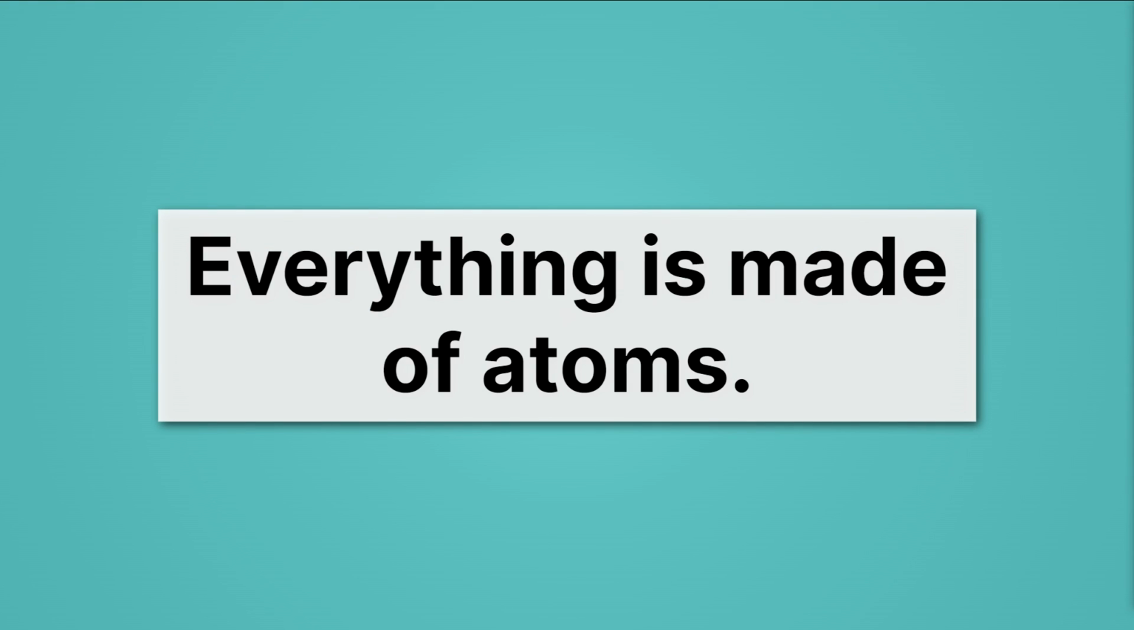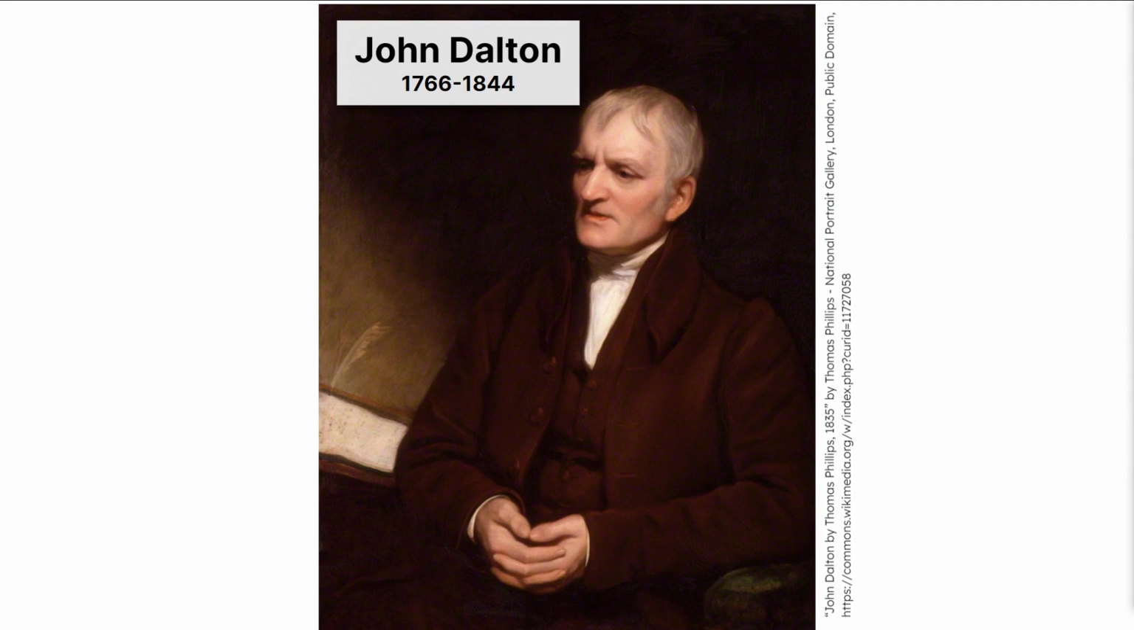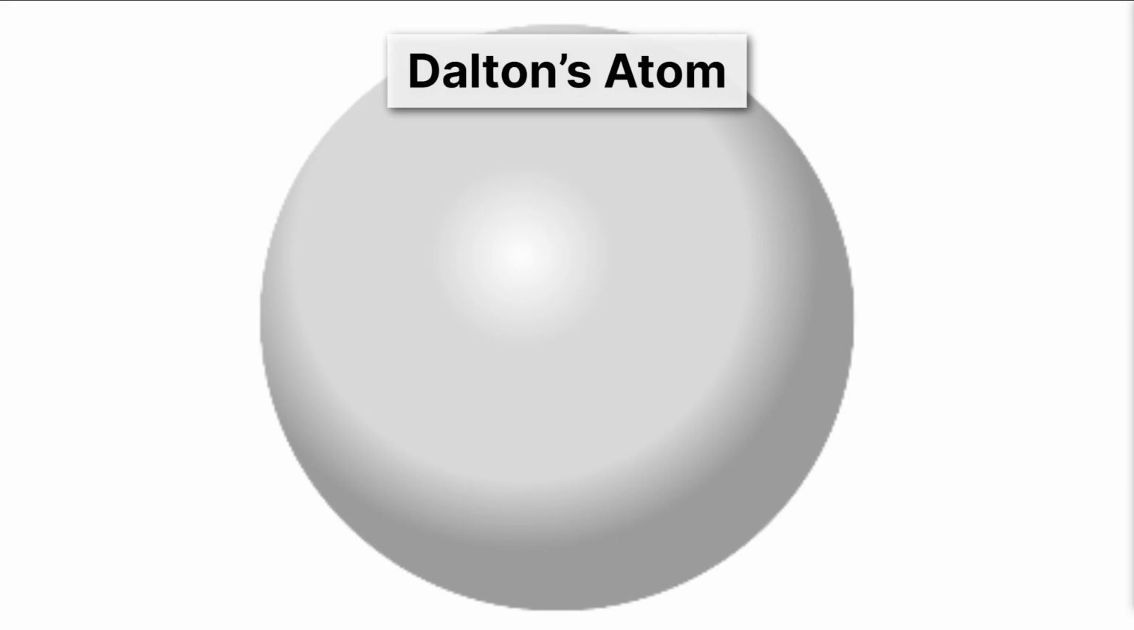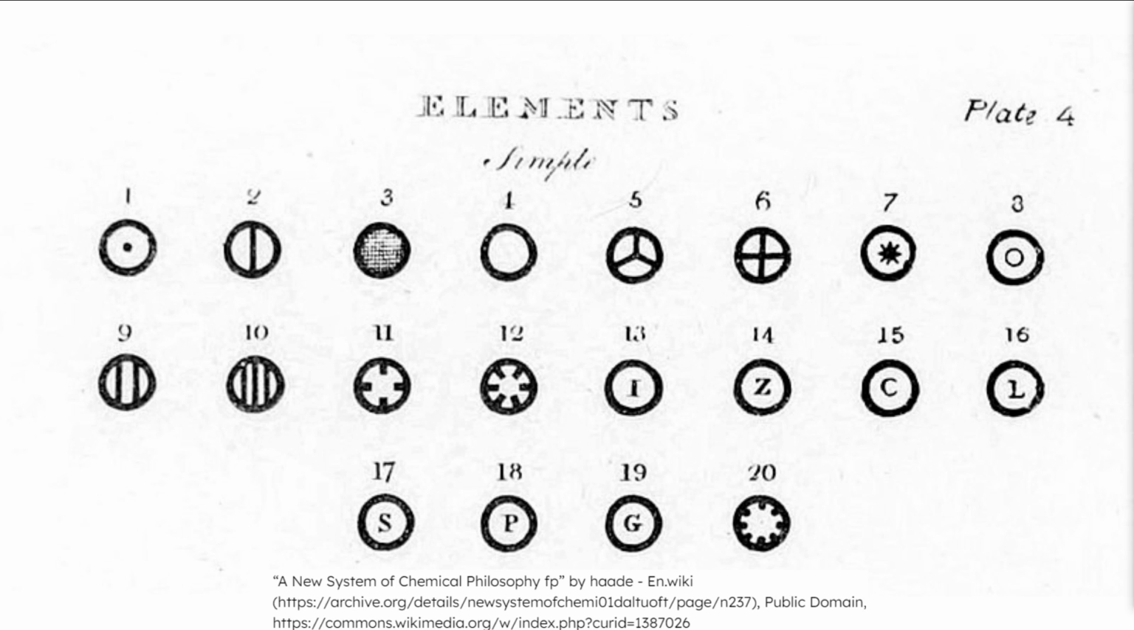One of the first researchers to propose a specific idea of atoms was John Dalton. And in the 1800s, he said atoms looked pretty much like this. A solid sphere, no parts at all. So imagine basically a billiard ball. But they came in different versions, so you had a bunch of different billiard balls.